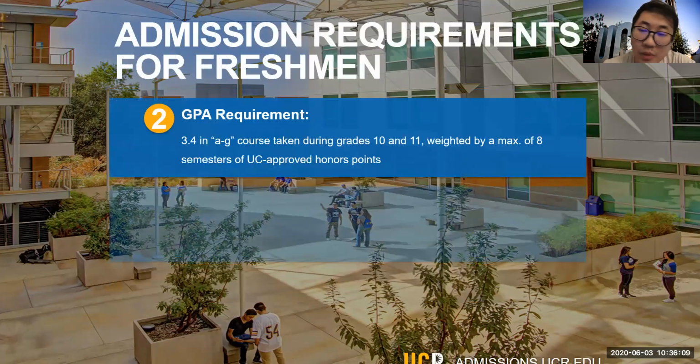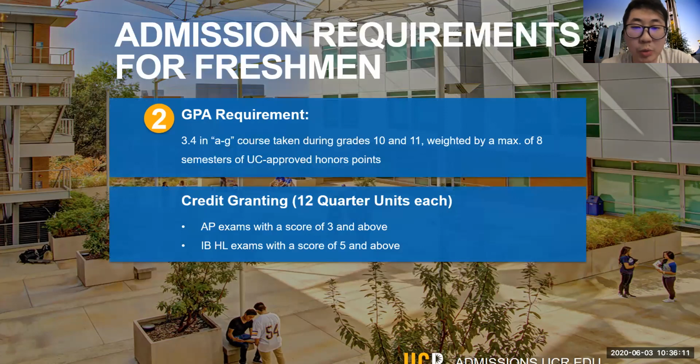So the second requirement, you see, we do require all of our international applicants to have a 3.4 GPA for grades 10 and 11. For this year, I know that we had a pandemic and classes being canceled and starting late. And so this year we are taking pass, no pass grades for A to G courses, which means we don't need a letter grade for the spring quarter courses.